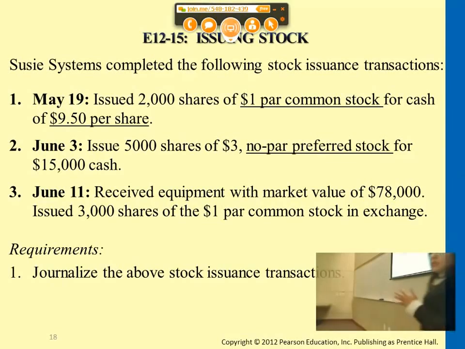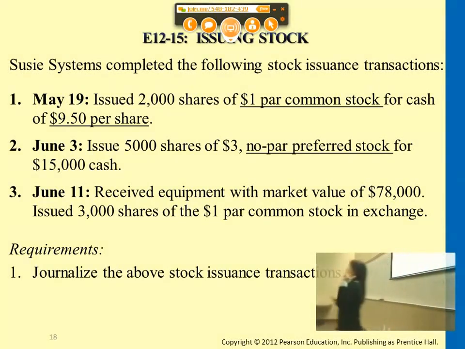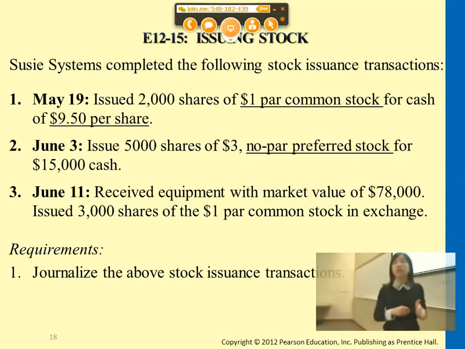Now we talked about five different cases. Let's do this exercise here. Try to read these three cases and see if you can journalize these transactions. The first one has a par value common stock. The second one, no par value preferred stock. In the third case, we're not just issuing stock for cash, but issuing it for equipment. How do we journalize these three cases? Take a minute to think about it and I'll go over it with you.